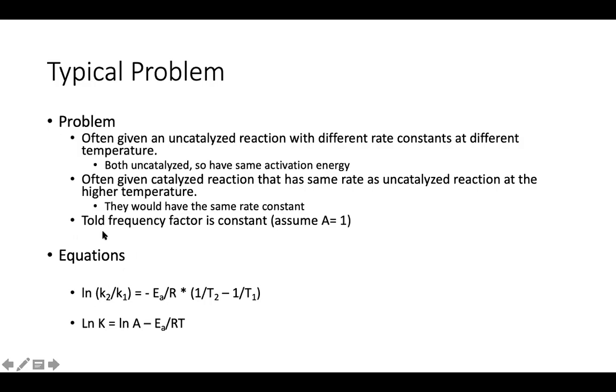Okay, and typically this problem ends by being told that the frequency factor is constant between the different reactions, which allows you to assume that A, that frequency factor in the second equation, is equal to 1, and the natural log of 1 is equal to 0. So you can basically just ignore that portion. That's the significance of that last portion.